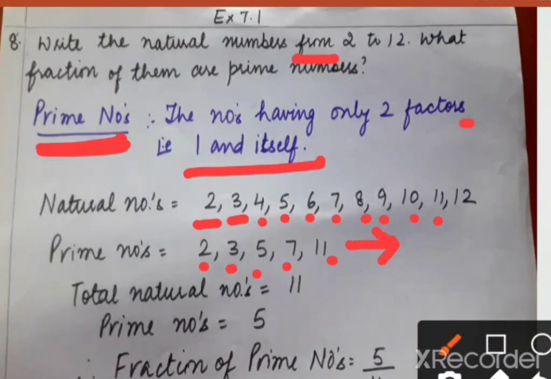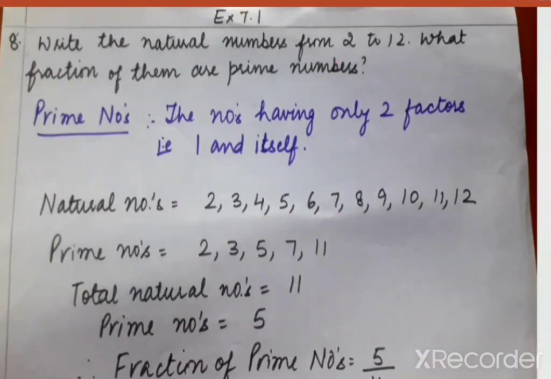You can see carefully that all these numbers come in the table of 1 and the table of itself. So total natural numbers are 11, you can count them, and total prime numbers that we have found, 2, 3, 5, 7, 11, are 5 in number. So the fraction of prime numbers becomes 5 over 11, because total prime numbers are 5 and total natural numbers that we have written are 11. So the answer becomes 5 upon 11.